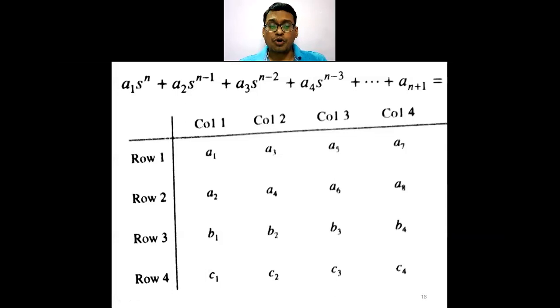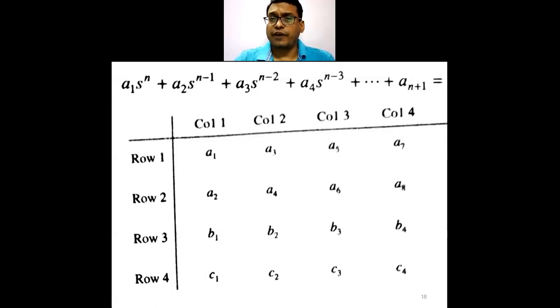Now, how many rows do you have to go? You have to go to n plus 1 rows, where n is the highest power of s. If s is raised to the power 3, then n plus 1 means 3 plus 1, that is 4 rows I have to put. If it's power 5, then there will be 6 rows. And the columns will depend on the coefficients and their powers.